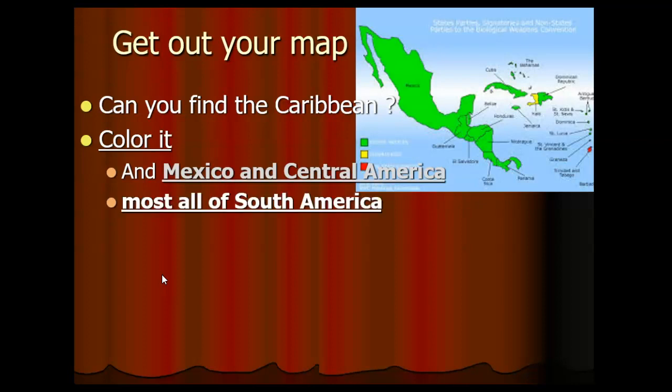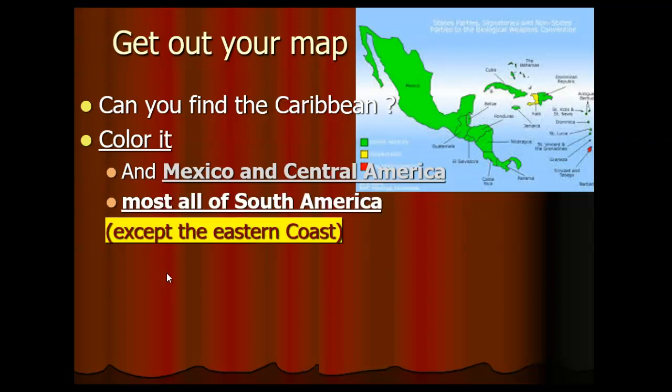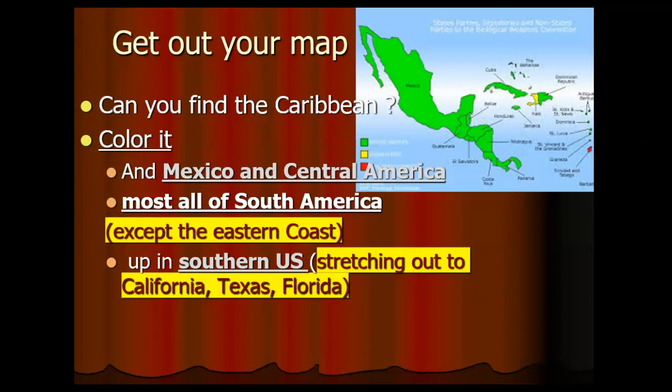Continuing, the next thing I'd like you to do is color most of South America, with one exception, along the east coast, basically about 2 inches in from the eastern coast of the Atlantic. Don't color that, because, if you were paying attention to the last video, that one is of course settled by the Portuguese.